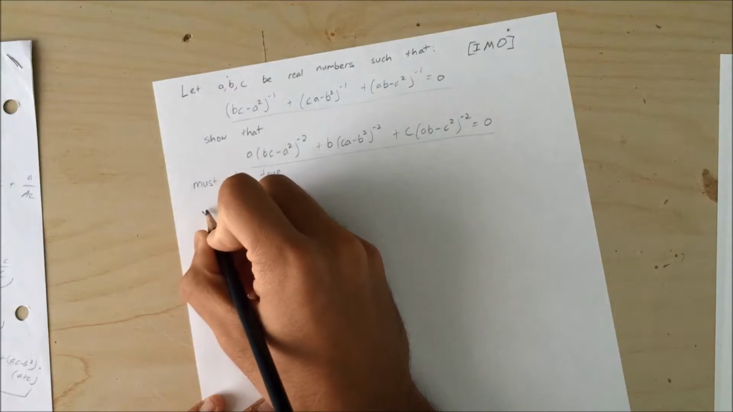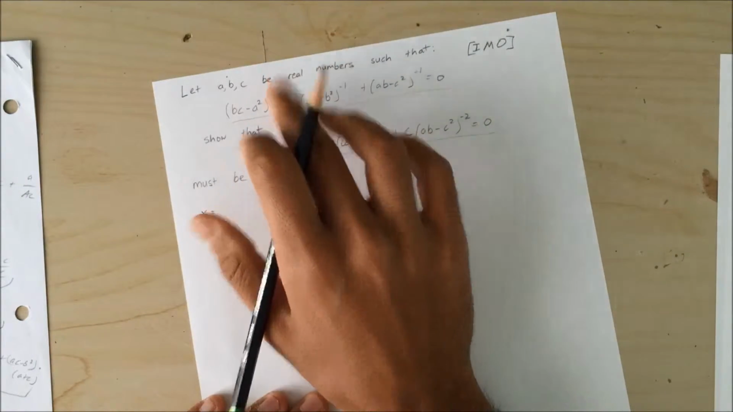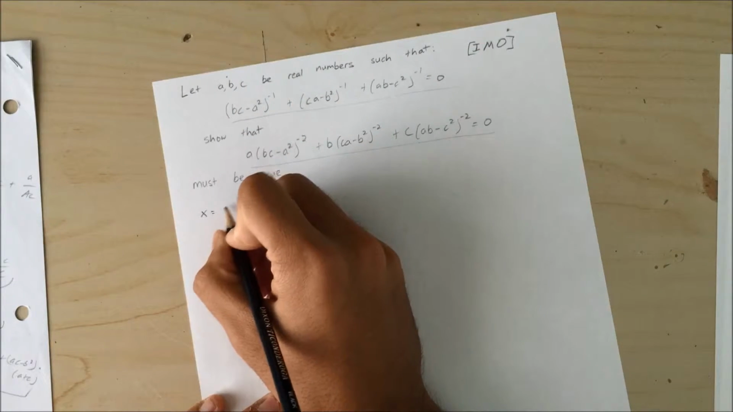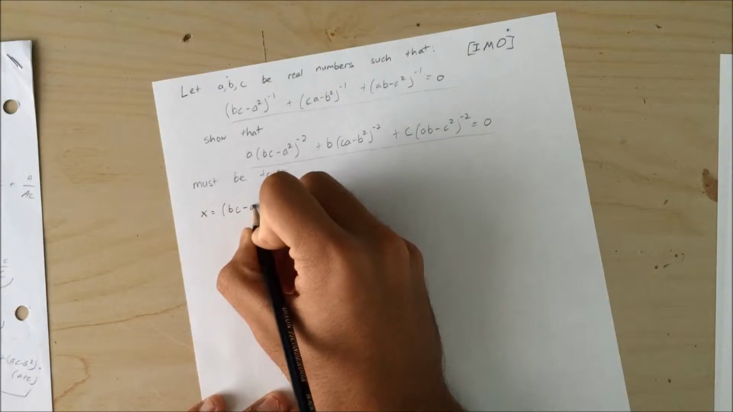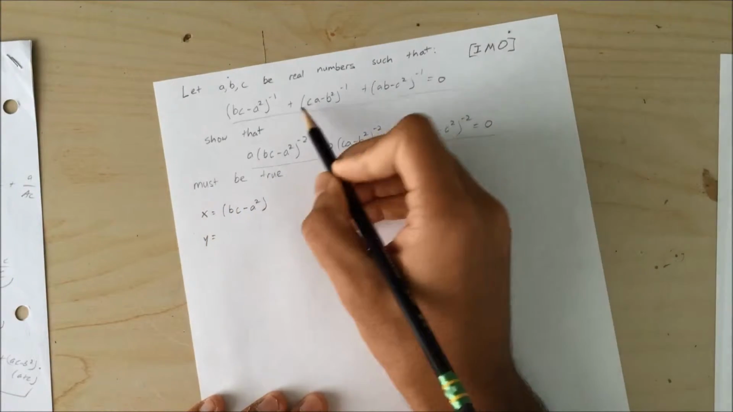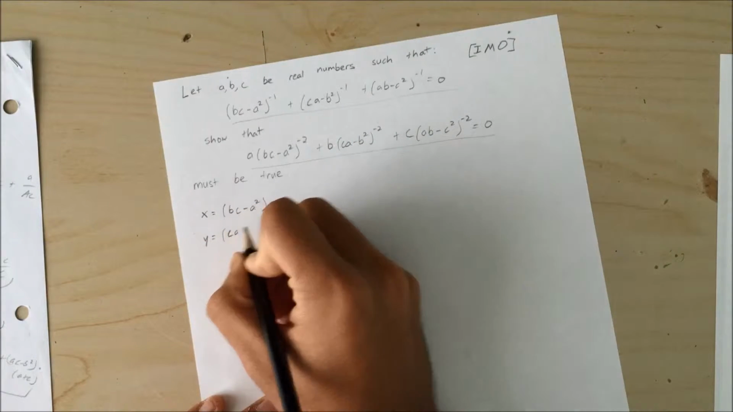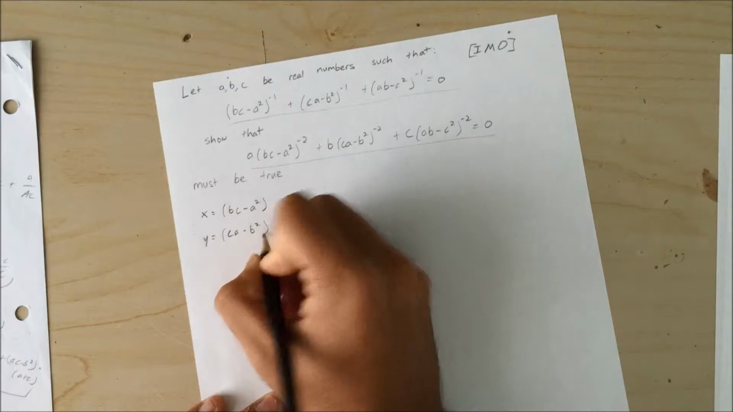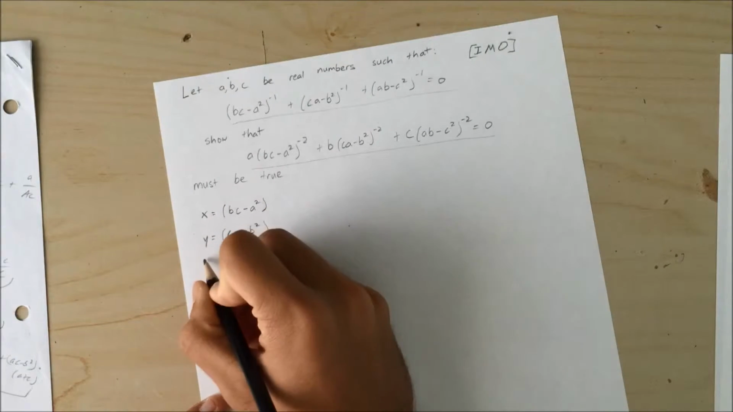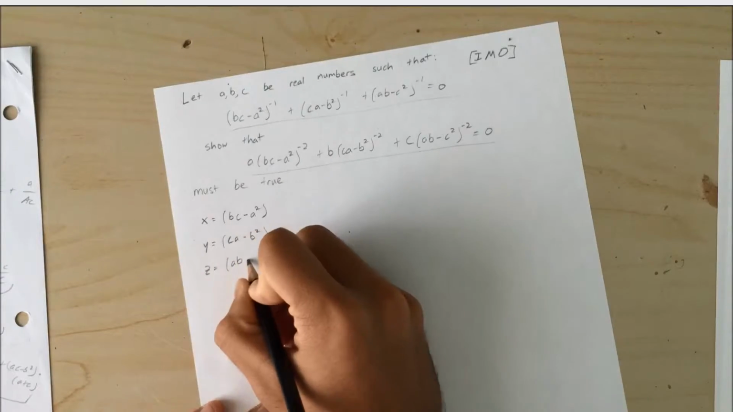I'll say x is equal to this first term, not to the power of -1, just this first term. So we have x is equal to bc minus a squared. Then we can say y is equal to the second term, y is equal to ca minus b squared. And then we have z is equal to ab minus c squared.